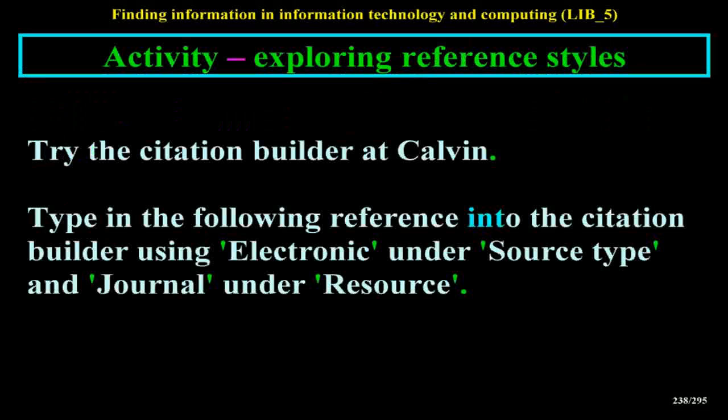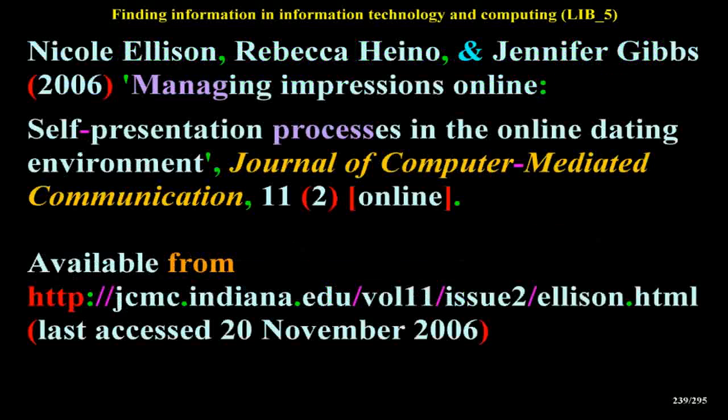Activity: exploring reference styles. Try the citation builder at Calvin. Type in the following reference into the citation builder using electronic under source type and journal under resource. Nicole Ellison, Rebecca Hino, and Jennifer Gibbs. 2006. Managing Impressions Online. Self-Presentation Processes in the Online Dating Environment. Journal of Computer-Mediated Communication, 11/2 online. Available from http://jcmc.indiana.edu, Vol 11, Issue 2, ellison.html. Last access November 20, 2006.